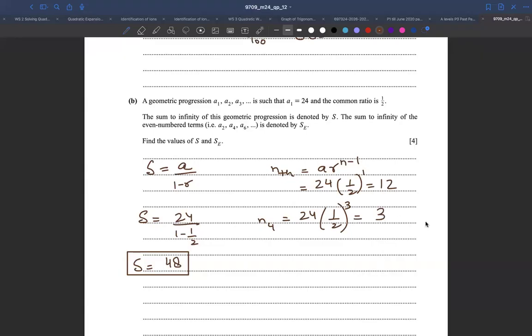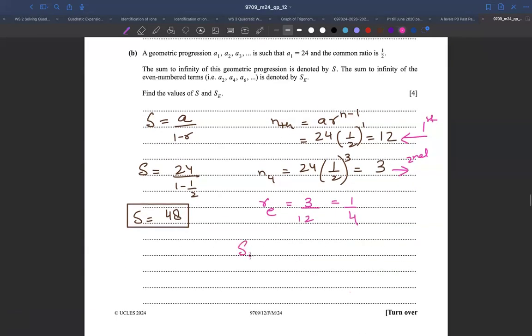Right? I hope I'm doing it correctly. Which means the first term of the even numbered terms is 12. The first term will be 12, and the common ratio of the even numbered terms will be 3 upon 12. Because this will be my first term and the fourth term will be my second term, of the even numbered terms. So 1 upon 4 will become my common ratio. So if I had to find the sum to infinity of these even numbered terms, 12 divided by 1 minus 1 upon 4, 12 divided by 3 upon 4, 12 times 4 is 48 upon 3, which is 16.